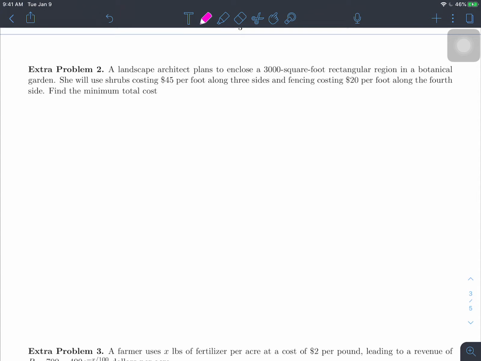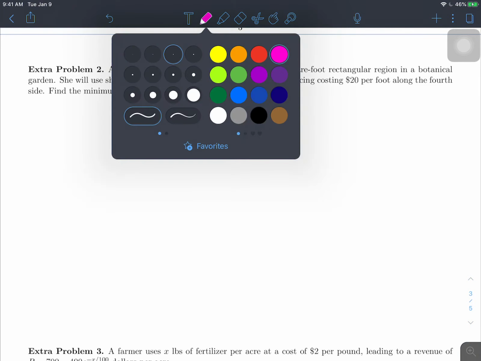Okay, a landscape architect plans to enclose a 3,000 square foot rectangular region in a botanical garden. She will use shrubs costing $45 per foot along 3 sides and fencing costing $20 per foot along the 4th side. Find the minimum total cost. Wow, this is an awesome problem.